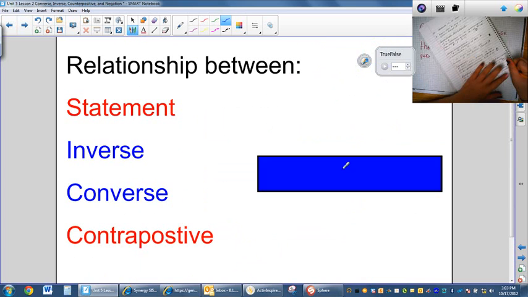Go ahead and look at what we just did and try to identify a relationship between the different logical arguments that we have with it. So go ahead, take about 20 seconds to look at all the work that we just did and try to determine if there's a relationship between any of these things.